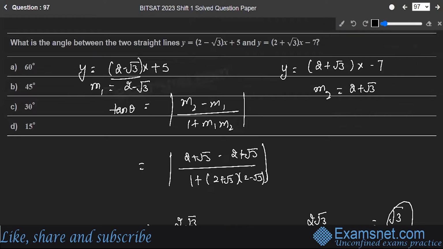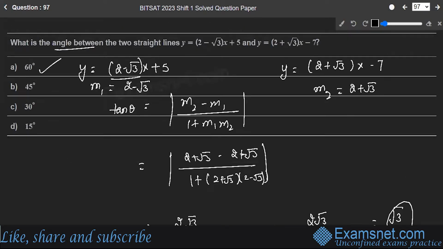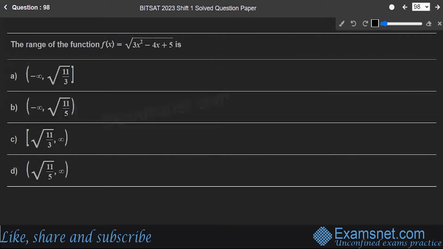What do you have to find out? Okay, you have to find out the angle between them. So this was equal to tan theta. Theta is equal to tan inverse of root 3. That gives you 60 degrees. So theta is equal to 60 degrees. Option A is the right answer. Next is question number 98.